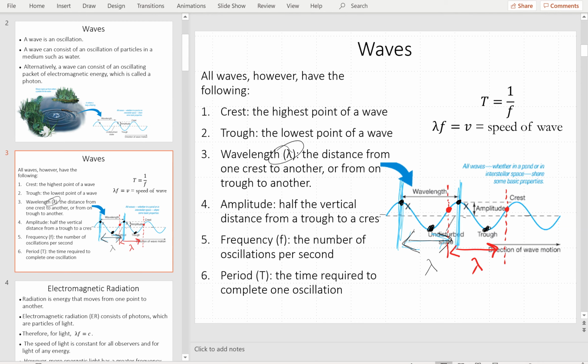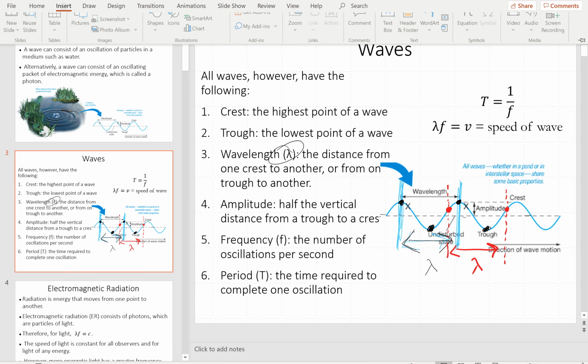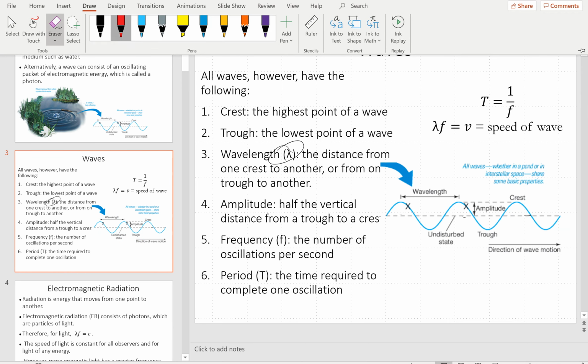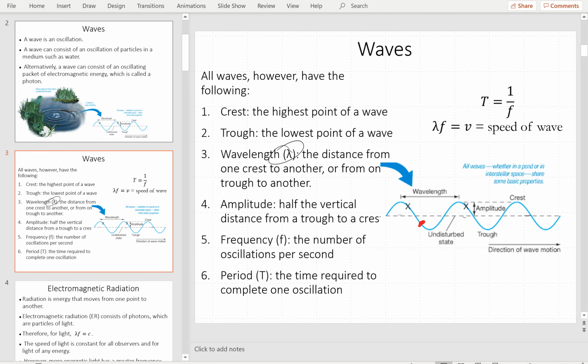Let's talk about the frequency. The frequency is the number of oscillations per second. If I were to stare at the wave, let's say in one particular direction, so I were to stare at, let's say, this point, choosing a random point, I could then measure the number of oscillations, the number of up and down phases, if you like, that the wave goes through per second.